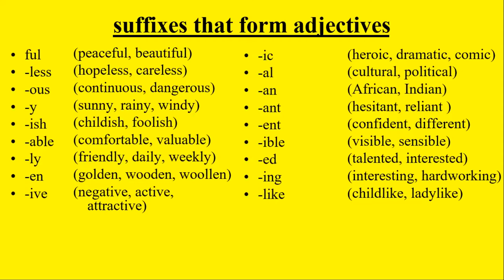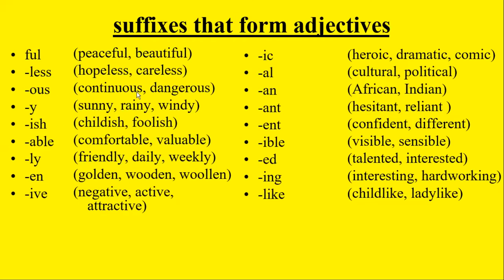Here we are moving on to the suffixes that form adjectives. Apart from the above ones, I have displayed some others you can use to form adjectives. මෙතන මම කලින් කතා කරපුවට වඩා විස්තරාත්මකව තවත් suffixes ටික දක්වලා තියෙනවා. Full, beautiful, peaceful, full of. Less, without, hopeless, careless. Then ous, continue, continuous, danger, dangerous. Those are the root words, continue and danger respectively. Continuous is an adjective, right? These are the suffixes that form adjectives.